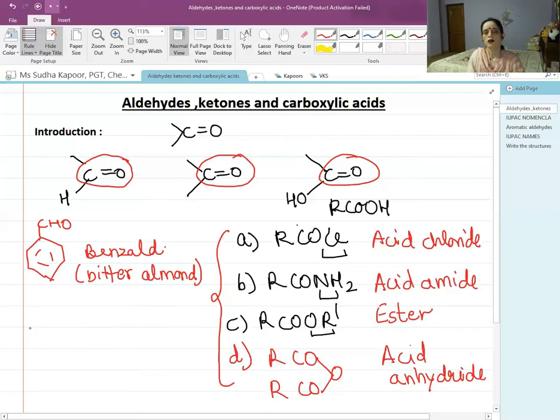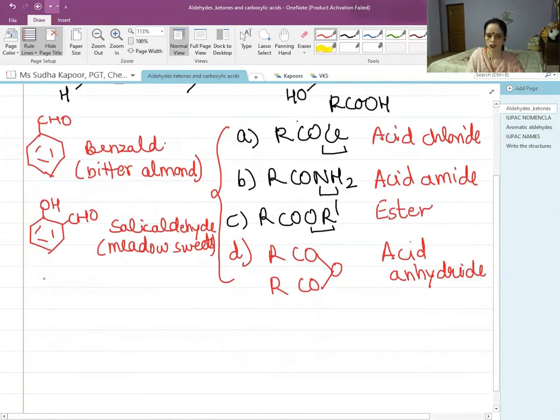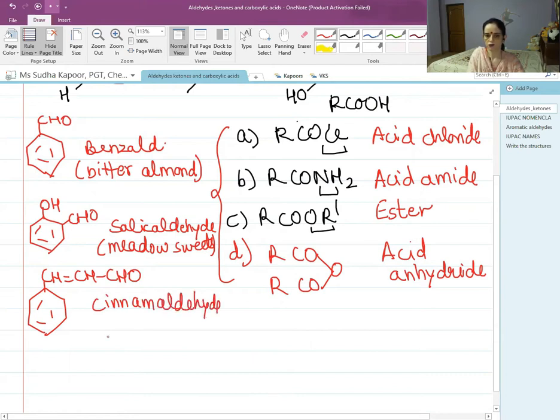Another example here is salicylaldehyde. We have done salicylaldehyde also in lesson number 2. And from where is it obtained? It is obtained from meadowsweet. Now some other examples which are used in various products: this is cinnamaldehyde, C6H5-CH=CH-CHO. The common name is cinnamaldehyde. It is obtained from cinnamon, and is used in spices and in some drugs also.